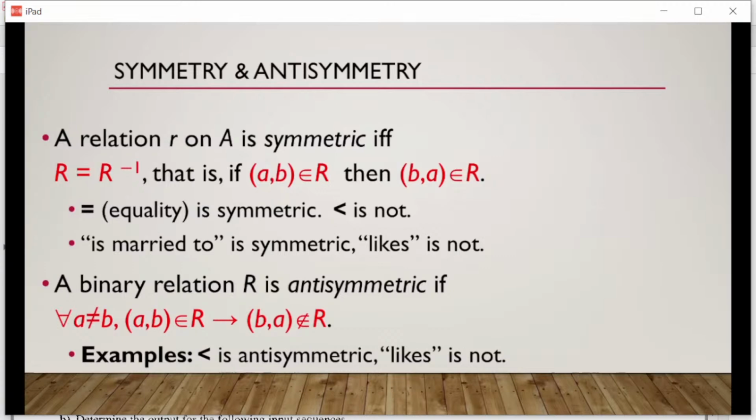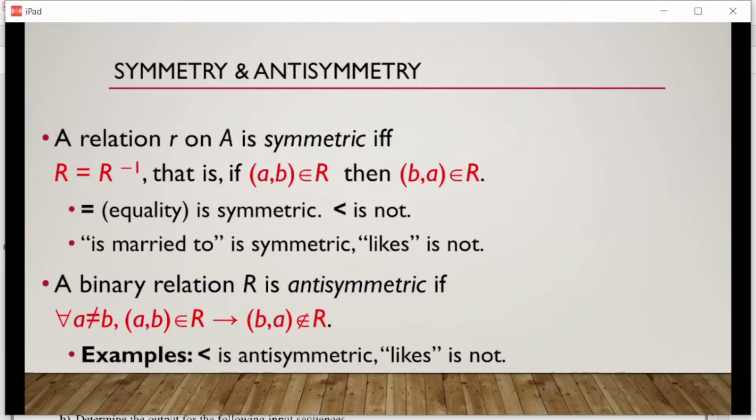But then "likes" is not symmetric. I'm thinking of likes in a sort of romantic sense, the way that you guys are running around saying, oh, I like this girl, or I like this guy. Or it can be more general, like, I like that person. And that person might be like, I don't like you. You know? So not symmetric.